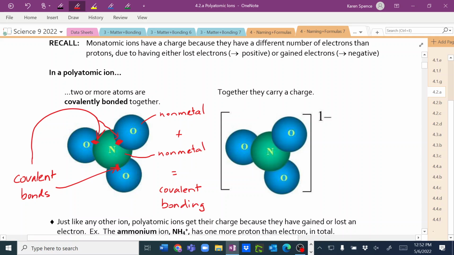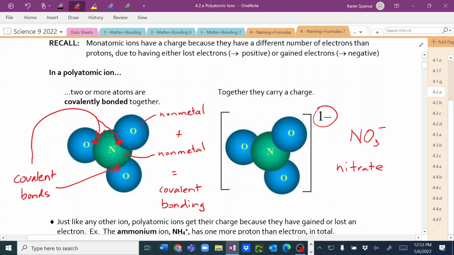Can anyone guess how we would write the formula? We have an N, an O3, and because it has a -1 charge, we would write minus. This particular polyatomic ion is called nitrate.